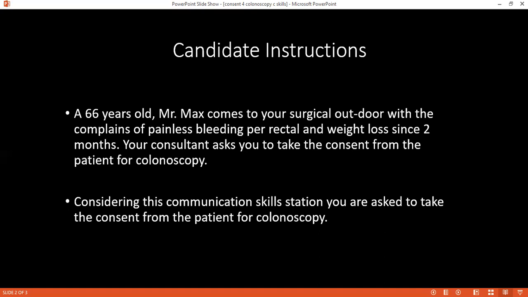Yes, Mr. Max. What we are going to do is, for this procedure, 2 days before, we will tell you that you will be on a low fiber diet, which involves taking things like pap, vegetables, and fruits. Basically, these are the things you will take.